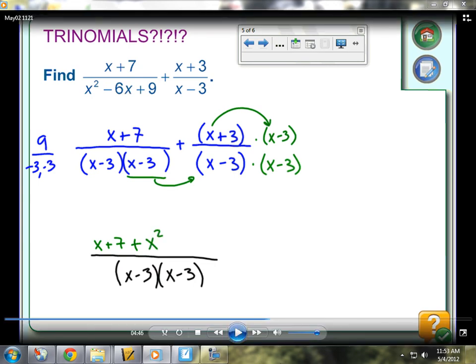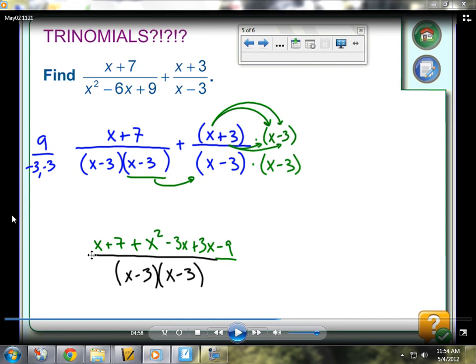And now what I'm going to do is FOIL this, because this is being multiplied. These two factors are being multiplied. We're going to do first, which I already did, x times x gives us x squared. Outside would be x times negative 3, which will give us minus 3x. Inside will be the 3 times the x, that's positive 3x. And then the last would be 3 times negative 3, which will give us negative 9.